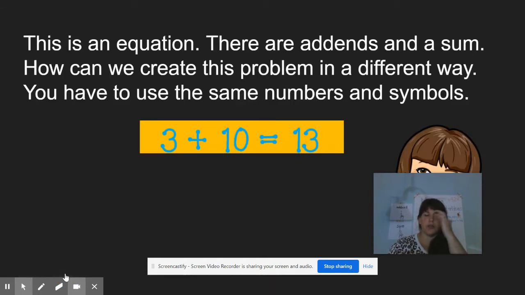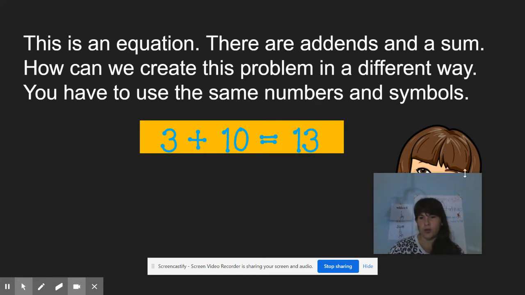So now that you know what those two parts are, we're going to look at an equation. It says this is an equation. There are addends and a sum. Addends, two numbers being added together, and a sum. How can we create this problem in a different way? You have to use the same numbers and the same symbol.